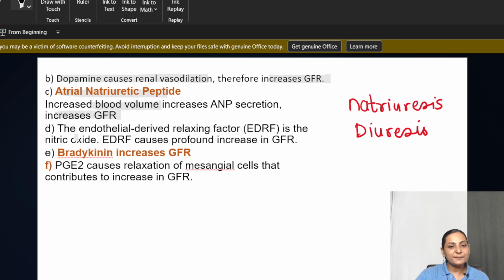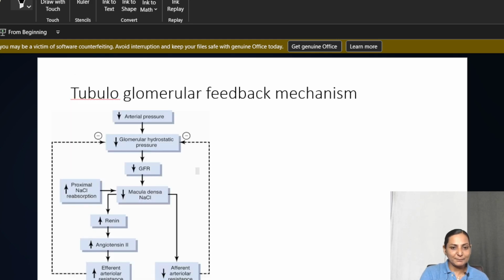Another important thing is nitric oxide, which is also called the endothelial derived relaxation factor, which increases GFR. Then there is bradykinin, which increases GFR, and there is PGE2, that is prostaglandin E2, which causes relaxation of the mesangial cells and also increases GFR. So neural mechanisms, then you have got hormonal mechanisms.